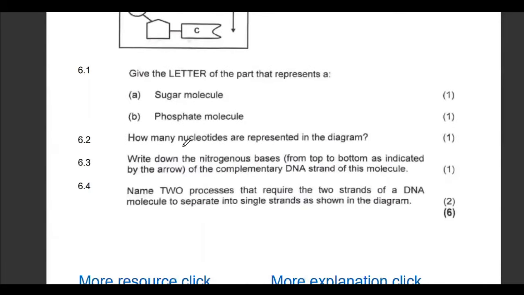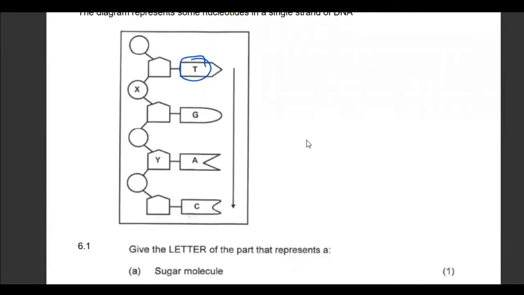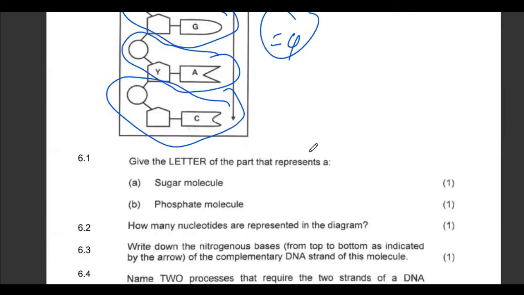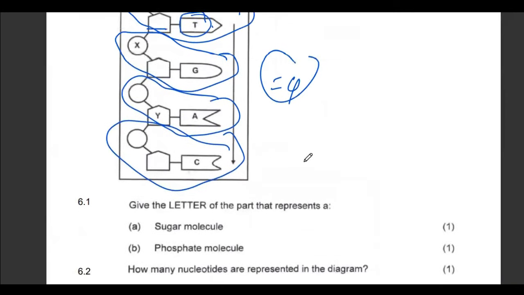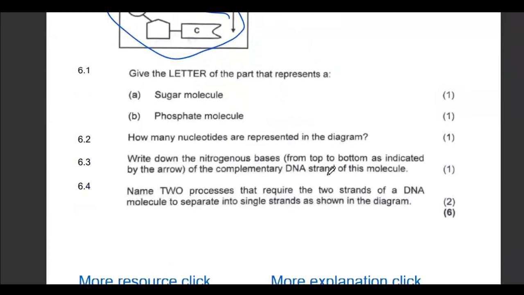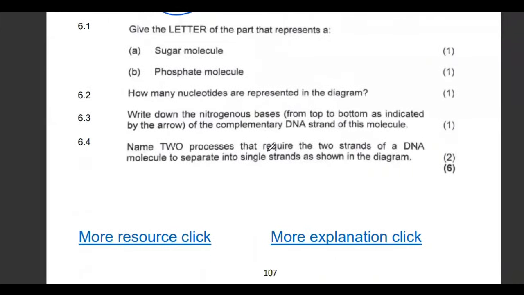Then they're asking how many nucleotides are represented in the diagram? Let's try to answer this. A nucleotide is a phosphate, nitrogenous base, and a sugar. So this is one nucleotide, the second nucleotide, the third nucleotide, and this is the fourth nucleotide. So the answer is 4 nucleotides. Then for phosphate molecules, you just count them: 1, 2, 3, 4. So the answer is also 4. Sugar molecules, there are 4. This is the phosphate, and this is the sugar.